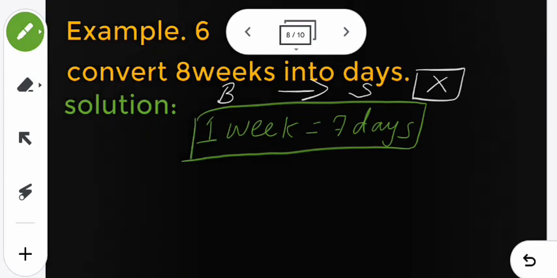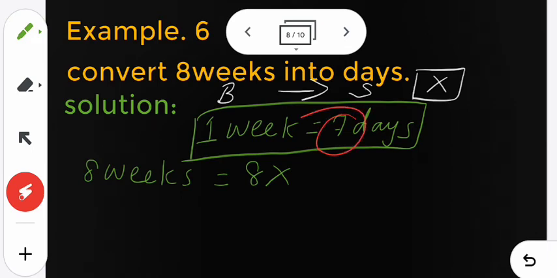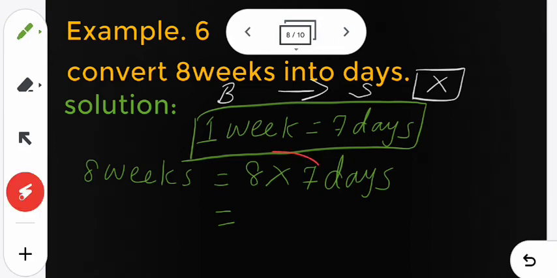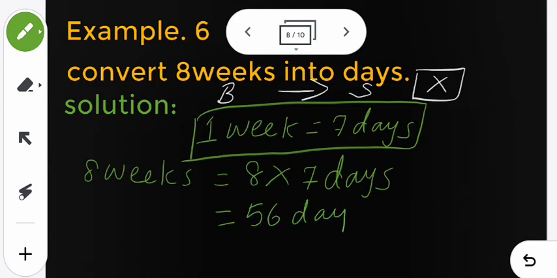So let's multiply here. 8 weeks equal to 8 into 7. You will remove this weeks and multiply by 7. Once you multiply by 7, it becomes days. So 8 sevens are 56. 56 days. So the answer is 8 weeks equal to 56 days.